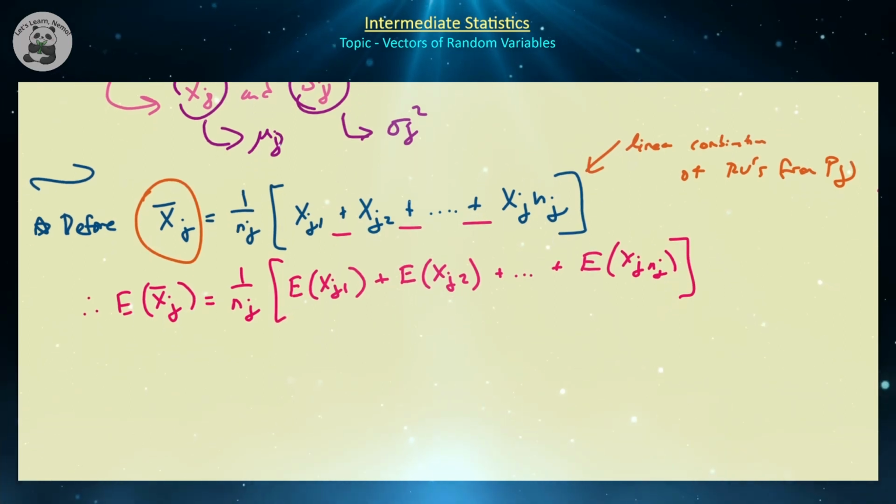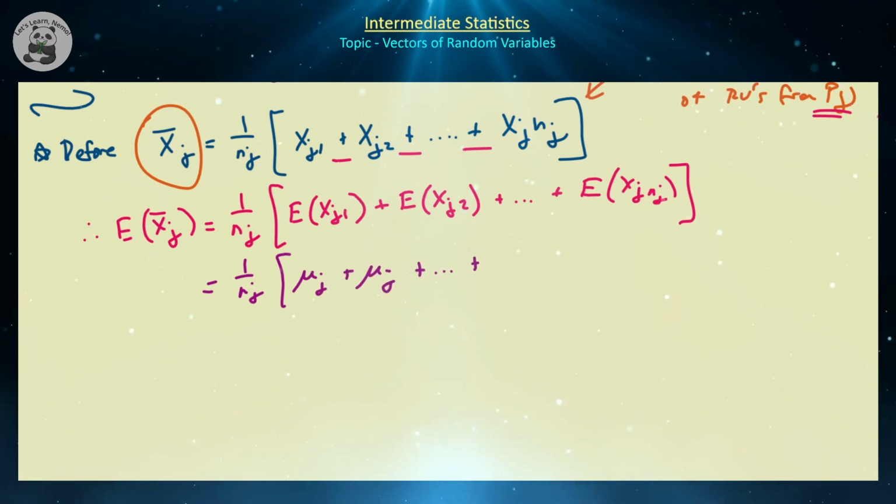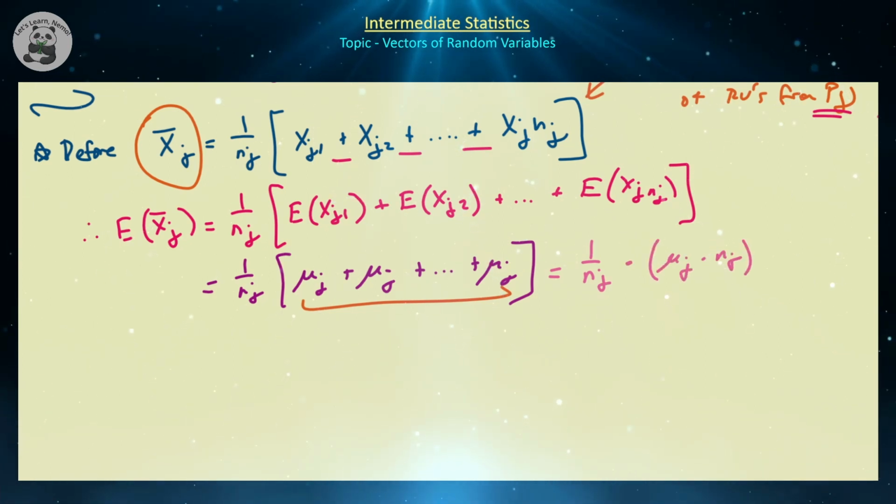Since all of these random variables are coming from the same exact population pj, all of them are approximating the same exact parameter mu j. So this is going to be equal to 1 over nj times mu j plus mu j all the way out to mu j, and we have nj of these elements, so that's equal to 1 over nj times mu j times nj, and those nj's are going to cancel, and then we have mu j as the final result.